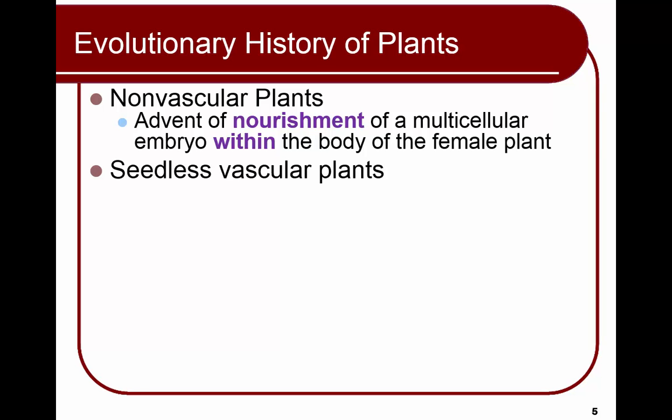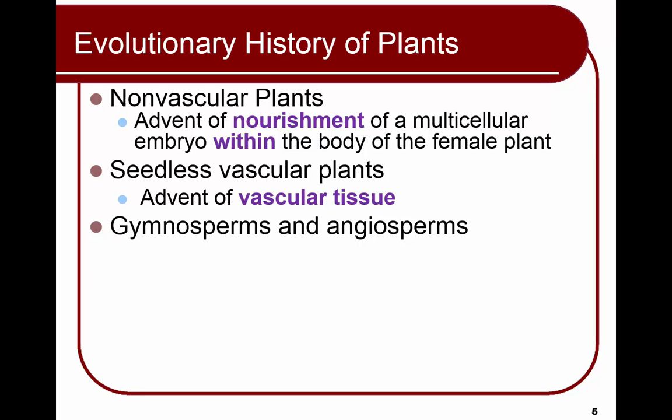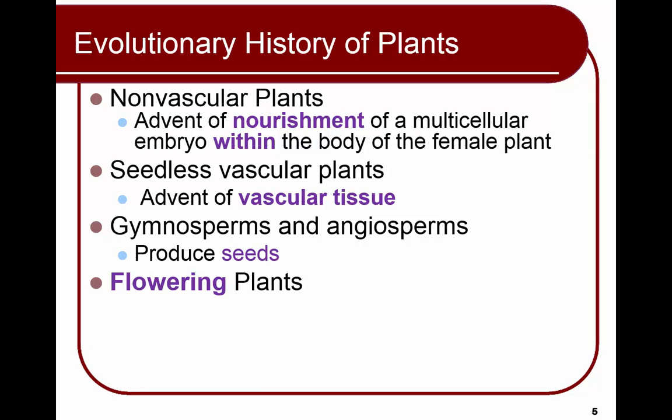Our second group is seedless vascular plants. This is where we see the vascular tissue or the tubes that transport the water and the food. Then we had gymnosperms and angiosperms come along for group 3, and of course they produce seeds to protect their embryo and provide it with nourishment. And then we had our flowering plants that came along that attract pollinators and produce food groups. So these are the 4 major groups of plants: non-vascular plants, seedless vascular, gymnosperms and angiosperms, and flowering plants.